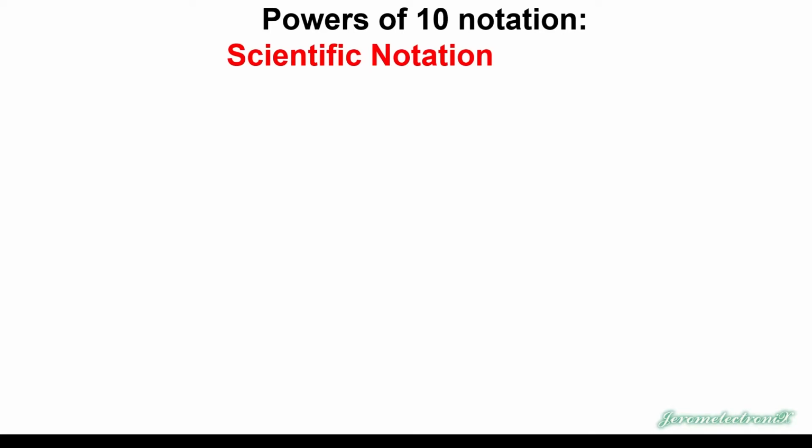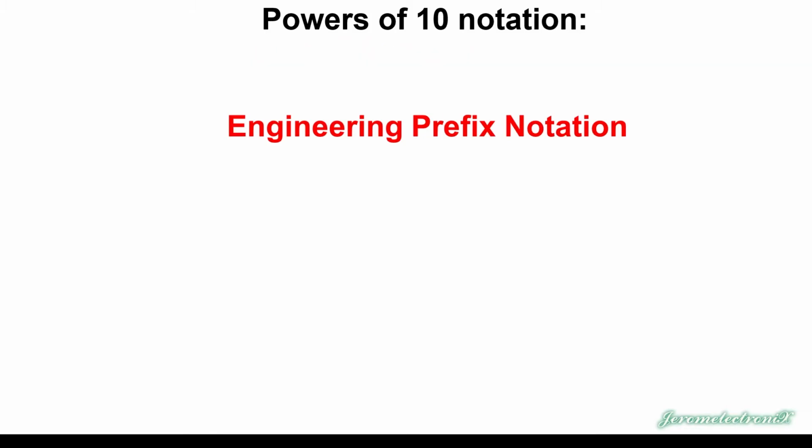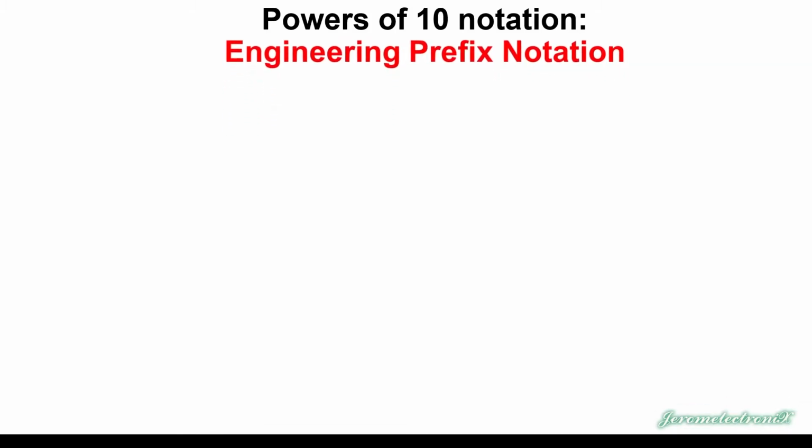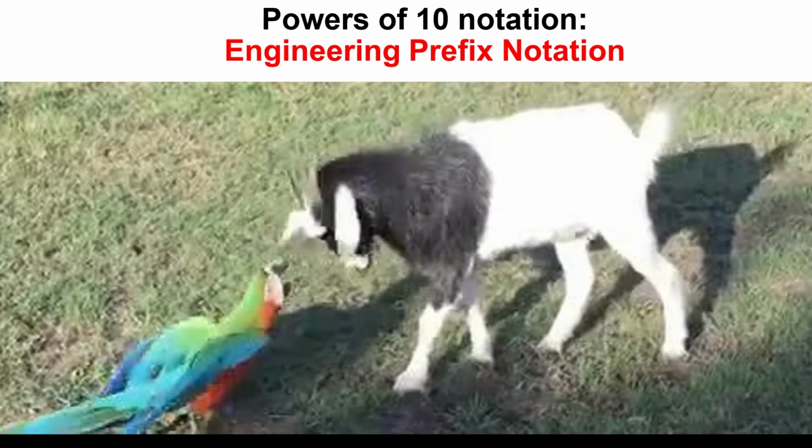Okay, we've learned scientific notation. We've learned engineering notation. Now we need to talk about engineering prefix notation. To do that, I need to tell you an interesting story. It's an interesting story of a goat and a parrot who fell in love.